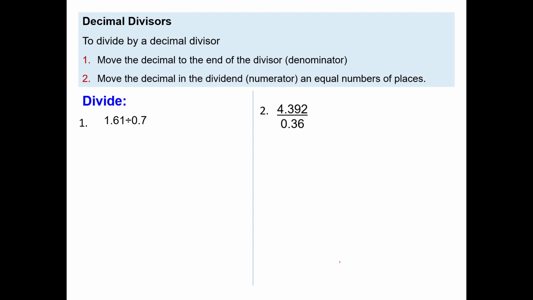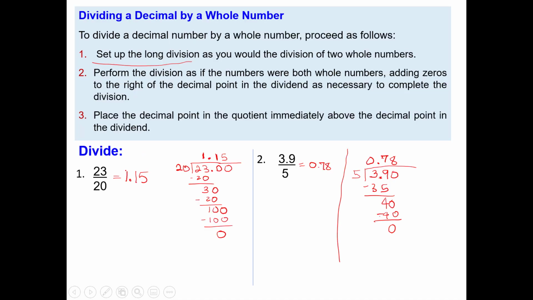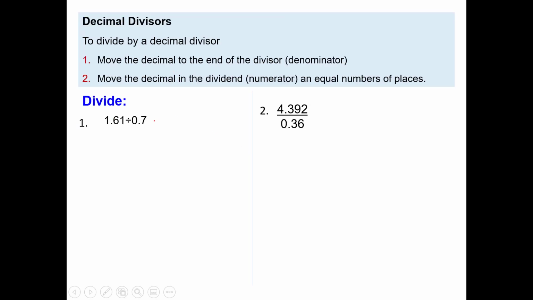Now the next type of division we are going to study is the case when we have decimals in the divisors. In the previous case, in the divisors we had whole numbers, but in this case we have decimal numbers in the divisors.